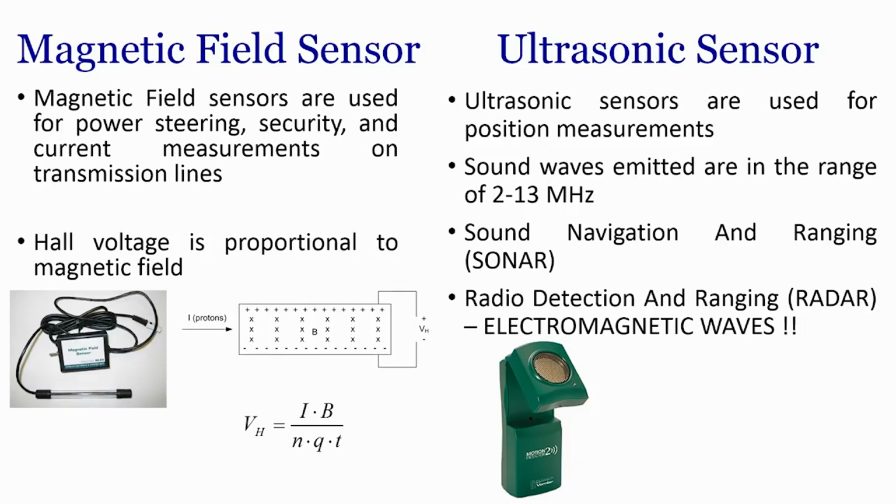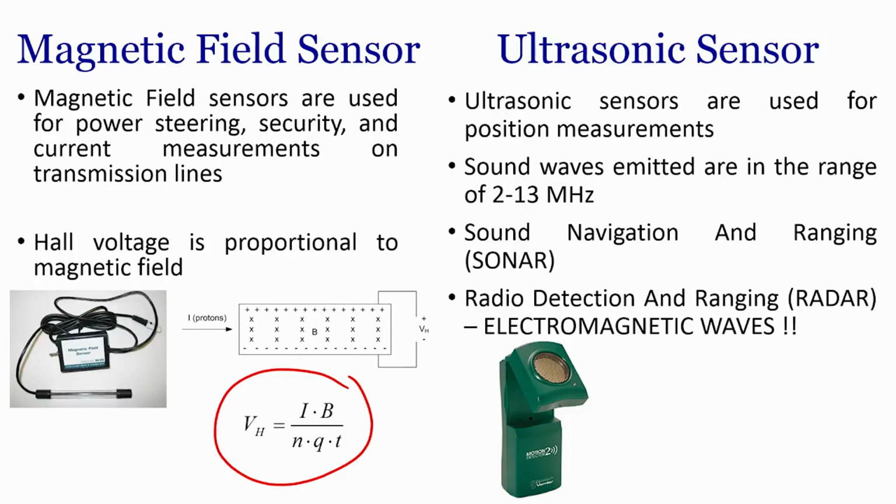When we talk about magnetic field sensors, they are used for power steering. They can be used for security and current measurements on transmission lines, and the way a magnetic sensor works is based on the Hall voltage, which is proportional to the magnetic field, right. So, I have given you an equation. This is the equation with which the Hall voltage can be measured.